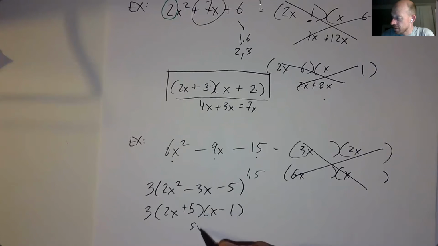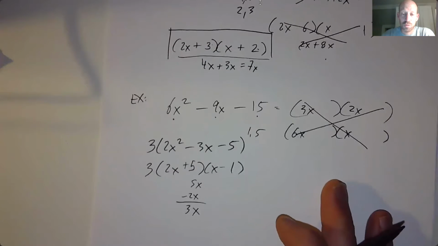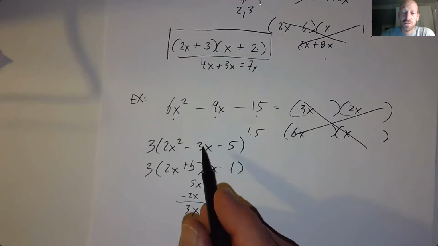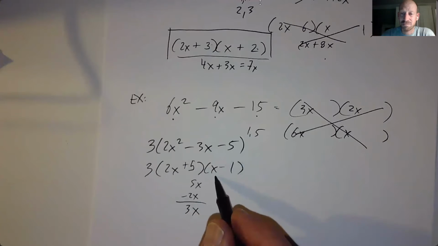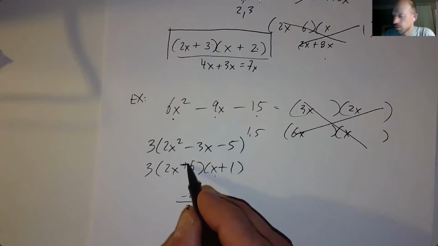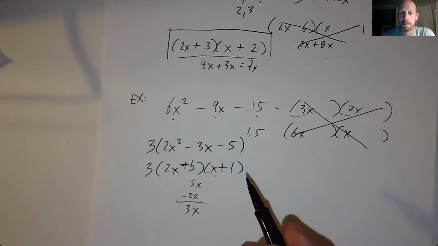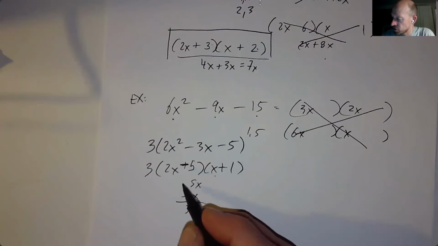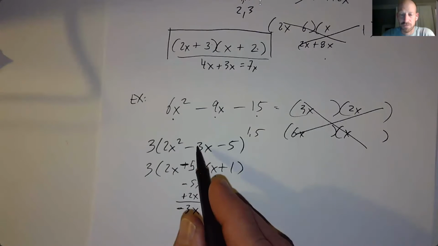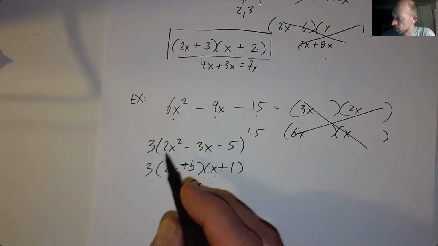That's going to give me a 5x minus 2x, which is 3x. But I wanted negative 3x. So that tells me I just mixed up the signs. It should have been a +1 there and a -5 there. That'll change these signs, and that'll give me a negative 3x. That's what I want.